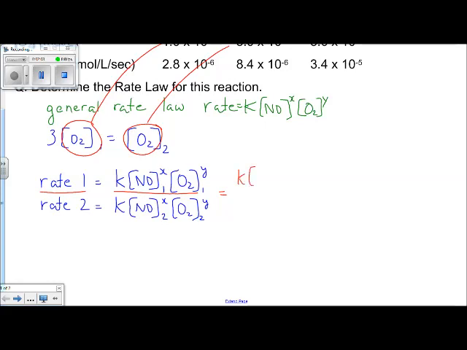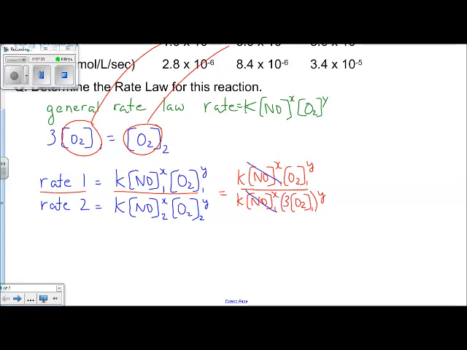Again, we take the first rate law for experiment 1. It's equal to K times the NO concentration from experiment 1 raised to the power X times the concentration of O2 from experiment 1 raised to the power Y. In the denominator, though, we're going to try to simplify things. So we'll have the same K. We'll have the NO concentration from experiment 1, since from experiment 1 to experiment 2 those are equal, and for the concentration of O2 in experiment 2, we'll substitute 3 times the concentration of O2 from experiment 1. That will be raised to the power Y.